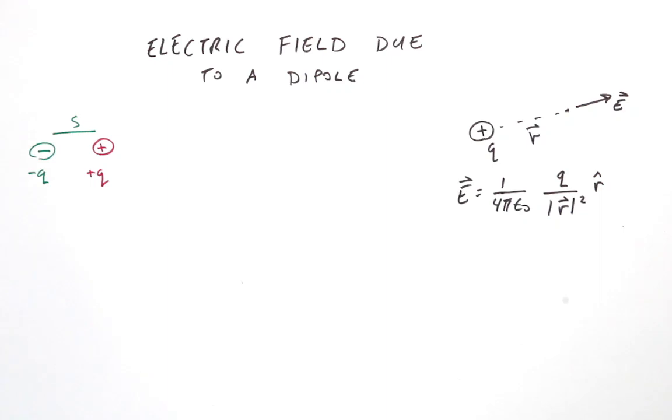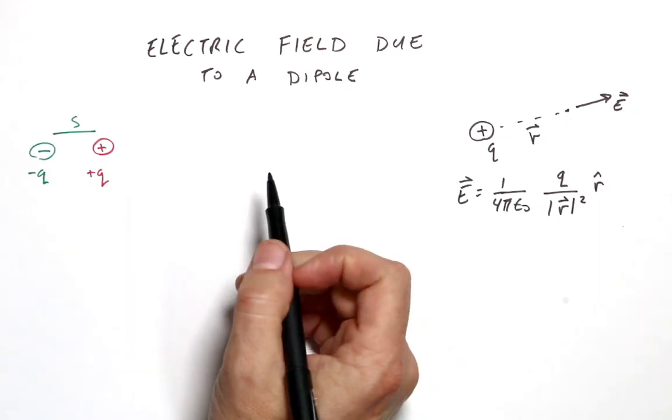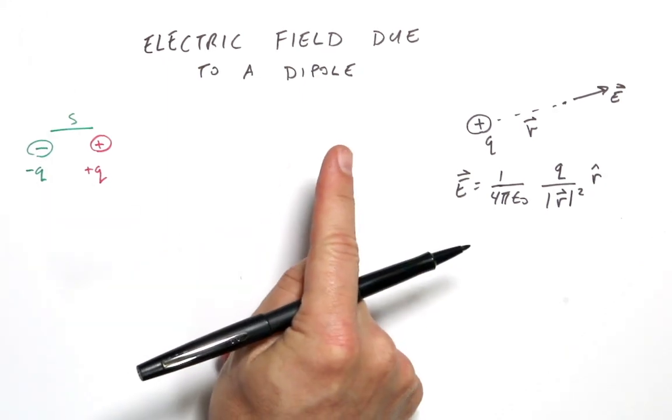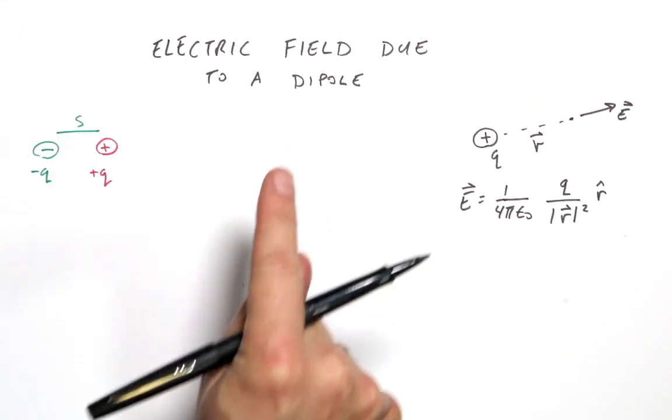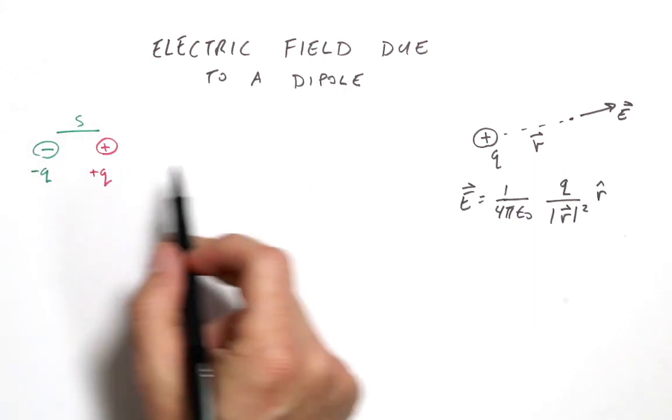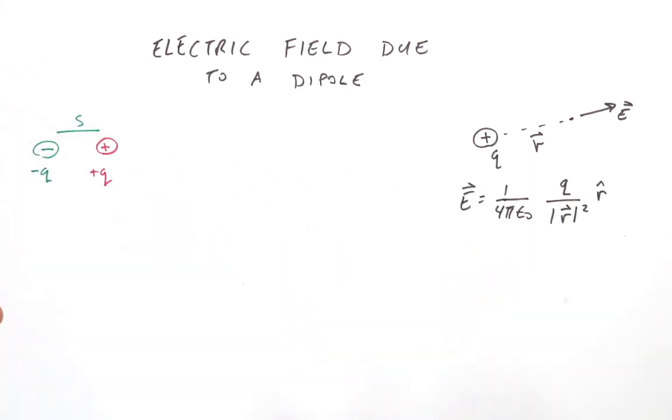Welcome to physics. Today I'm going to derive the electric field due to a dipole along the axis. Okay, so what is a dipole?